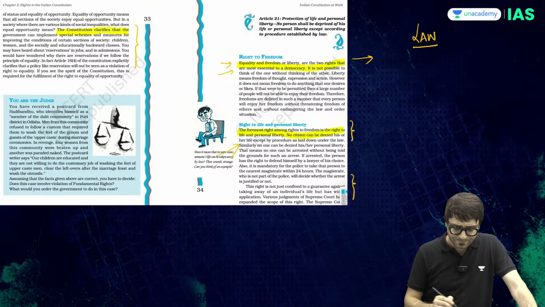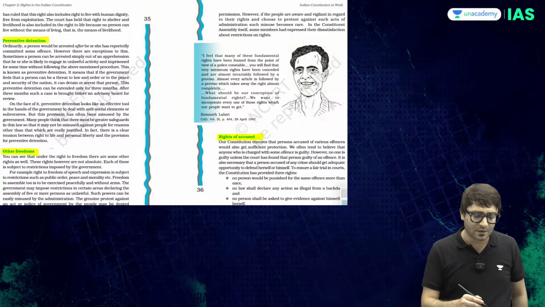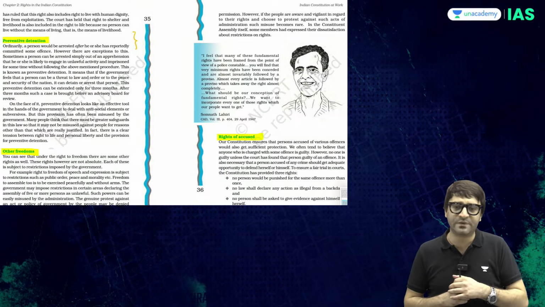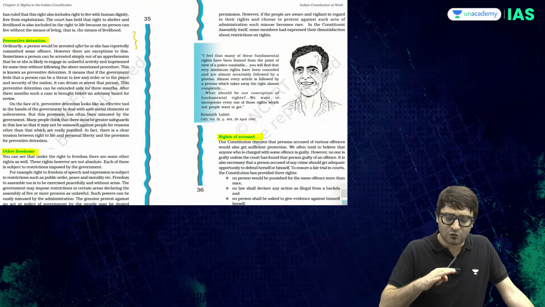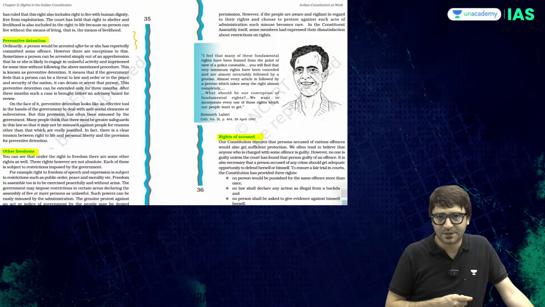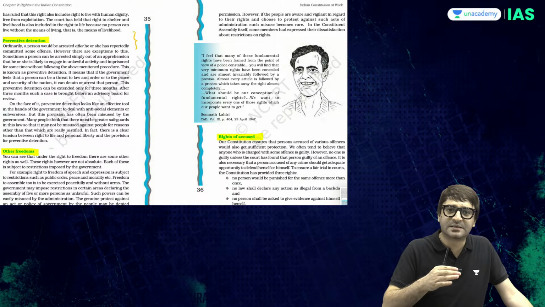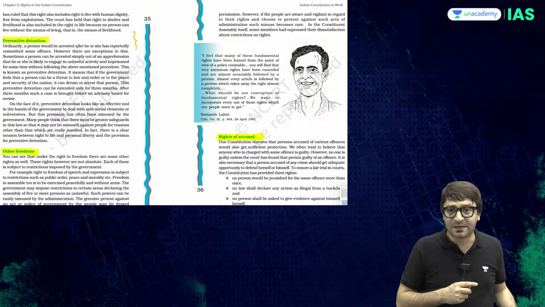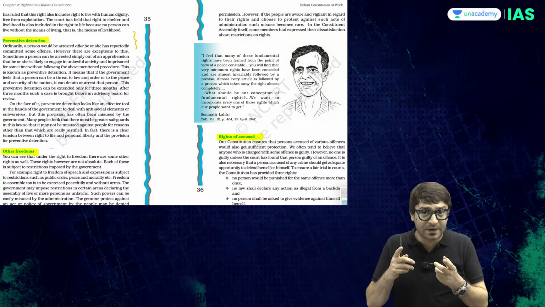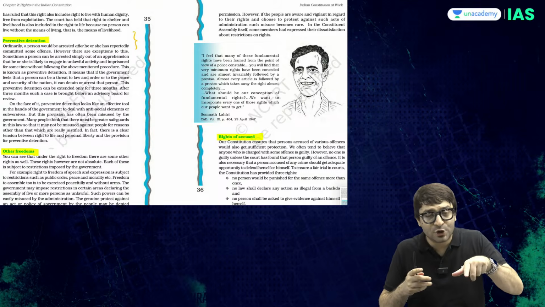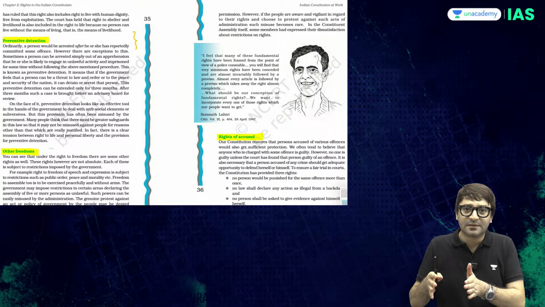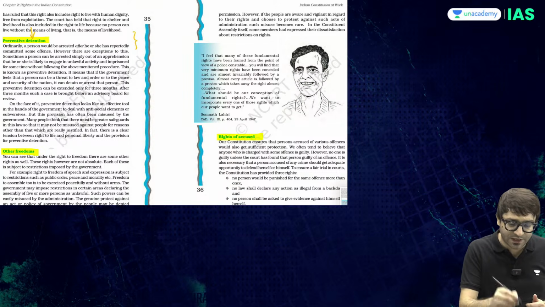But then there is something called preventive detention. Preventive detention in the sense, normally you are arrested after you have committed a crime, after you are accused of committing a crime. But sometimes the police may anticipate that you might commit a crime. So to prevent you from committing the crime, you are being arrested. That is what we call preventive detention.